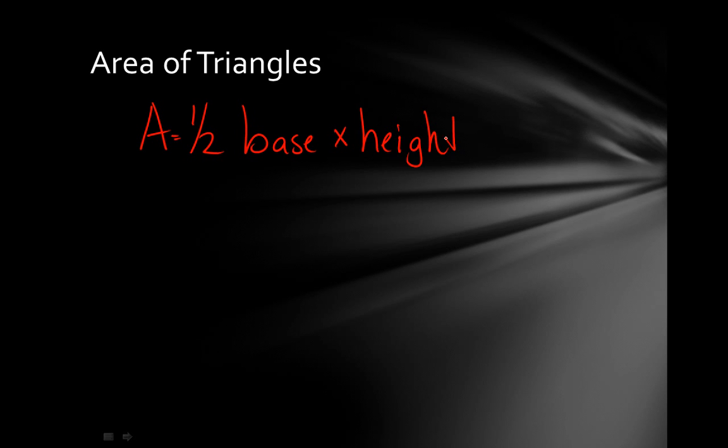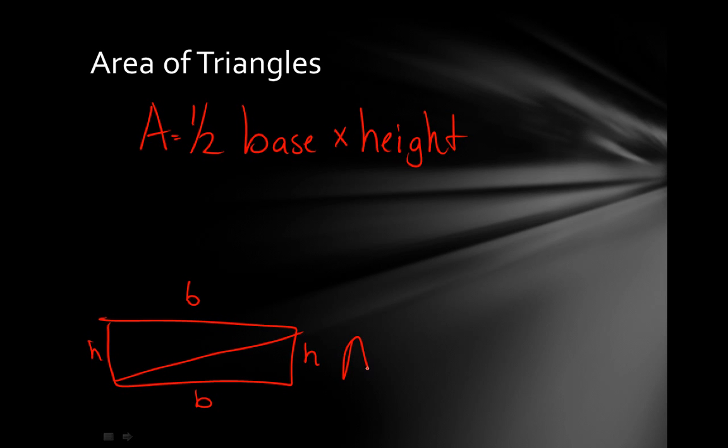Area of triangles. Area of triangles we use quite often. And you'll see an area of a triangle is equal to 1/2 the base times the height. So it's very similar to the rectangle, except we have this 1/2 in front. If we draw a rectangle, and we can say base, height, we also know that these sides are equal.